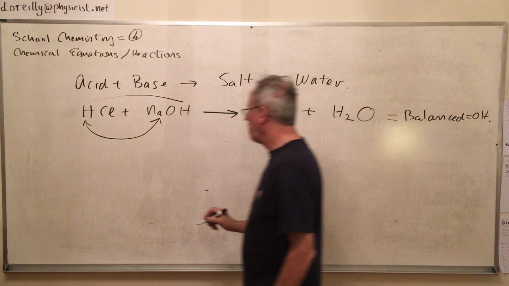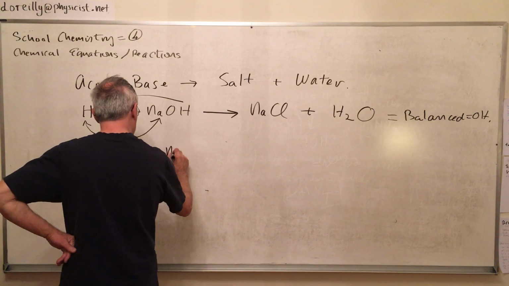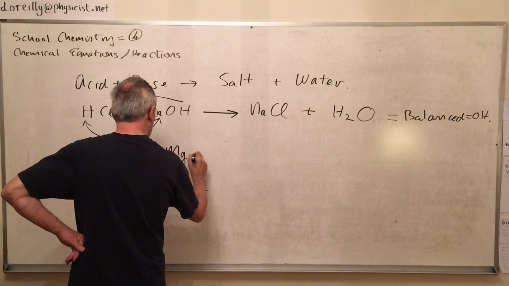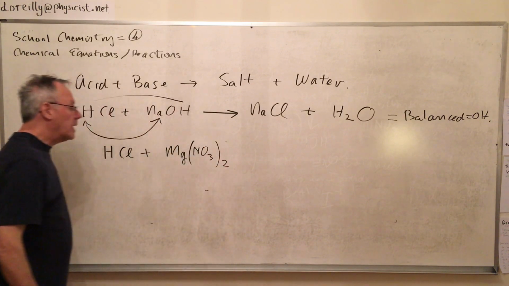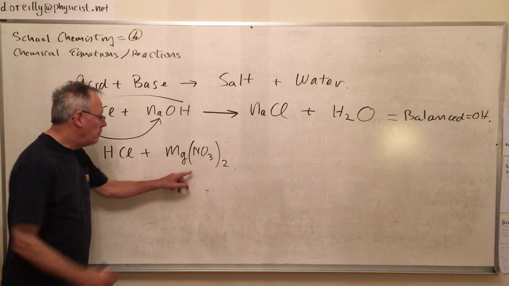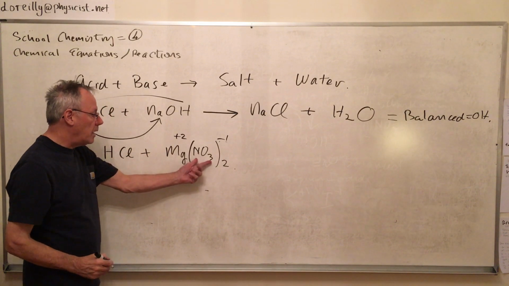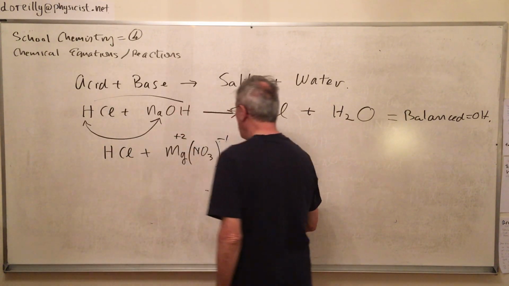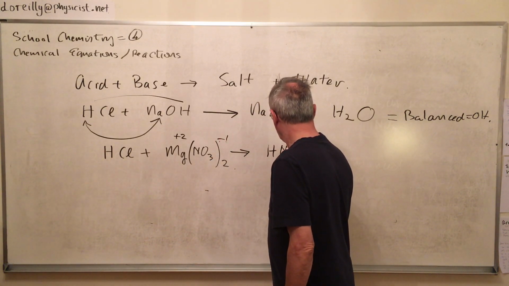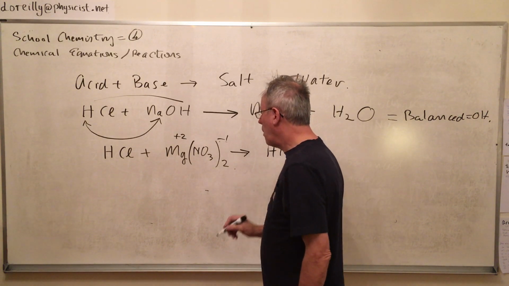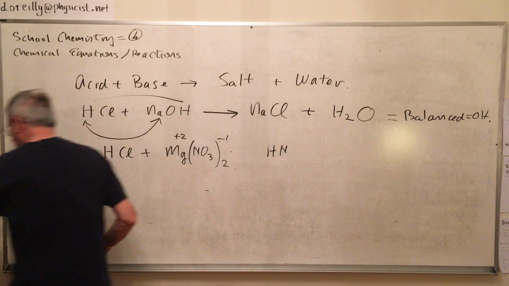Let's try another one. We're going to make it harder this time. Magnesium nitrate. Magnesium is +2. This is -1, so I'm going to need 2 nitrate radicals. Now, once again, the H swaps place with the magnesium. Oh, I did that the wrong way around. Okay, so hydrochloric acid, magnesium. My mistake.